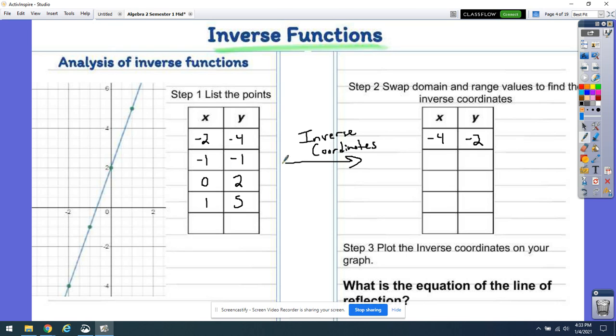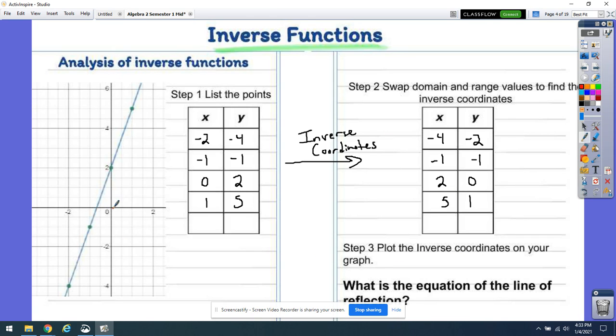Now this one, -1, -1, since they're the exact same numbers, I don't have to worry too much about it. This one here, 0, 2, is now going to be 2, 0. And 1, 5 is now going to be 5, 1. So this is the first step for inverse when it comes to coordinates: they swap with each other. The second part is to take these points and plot the inverse coordinates on your graph.